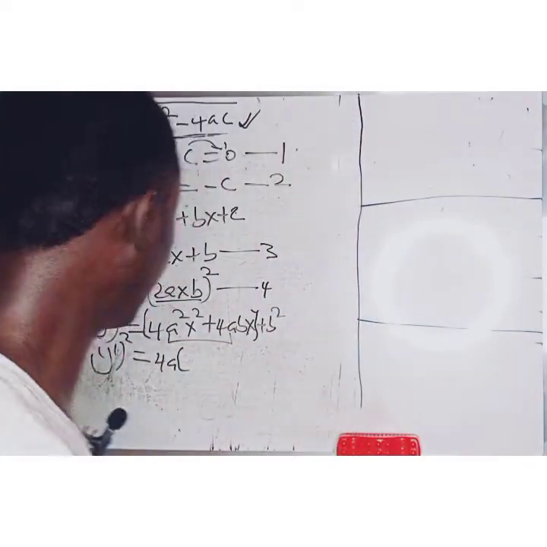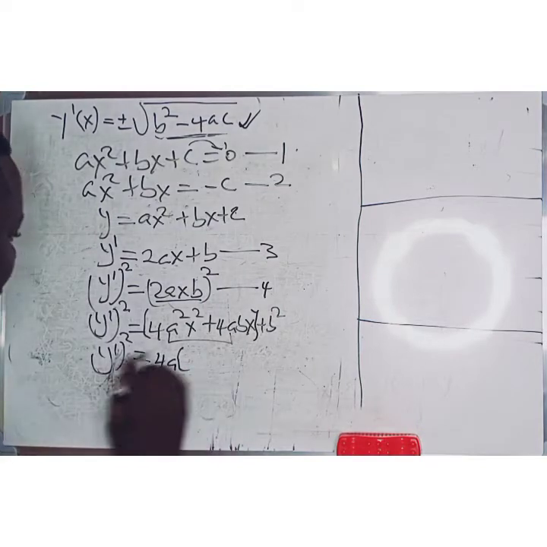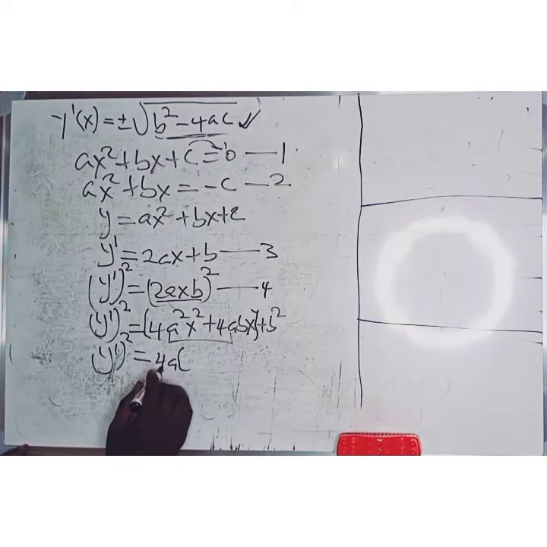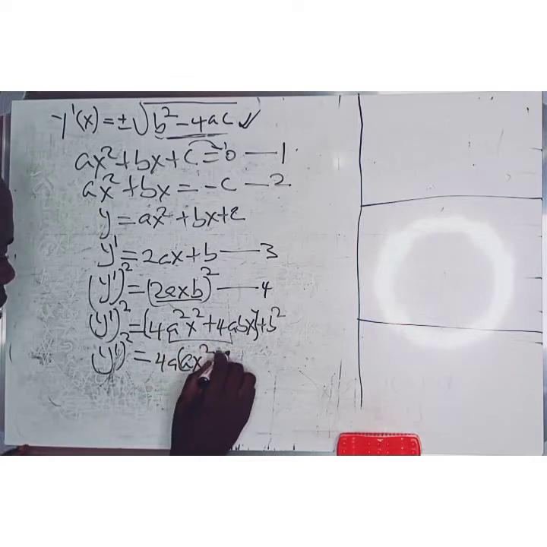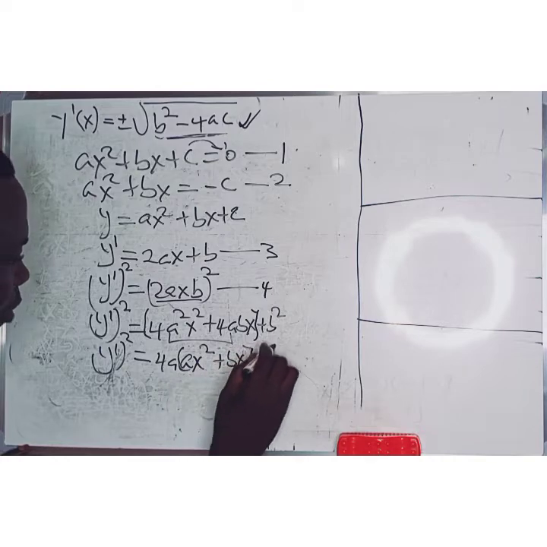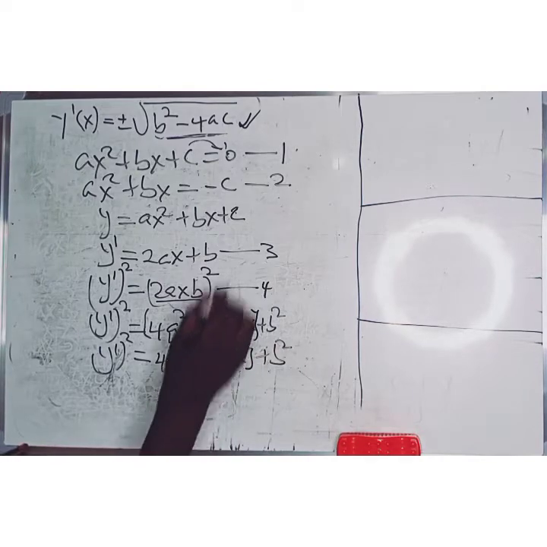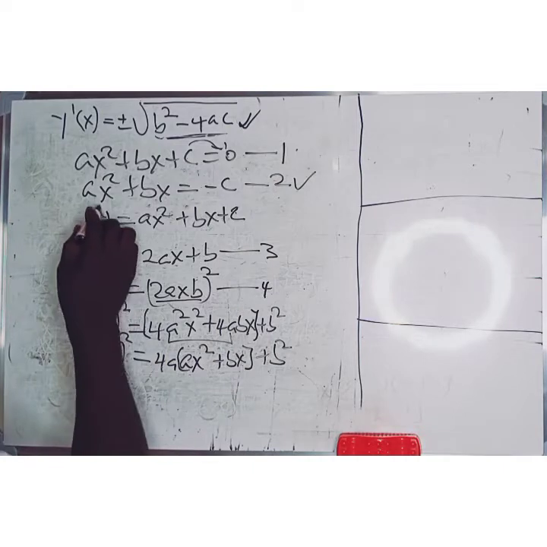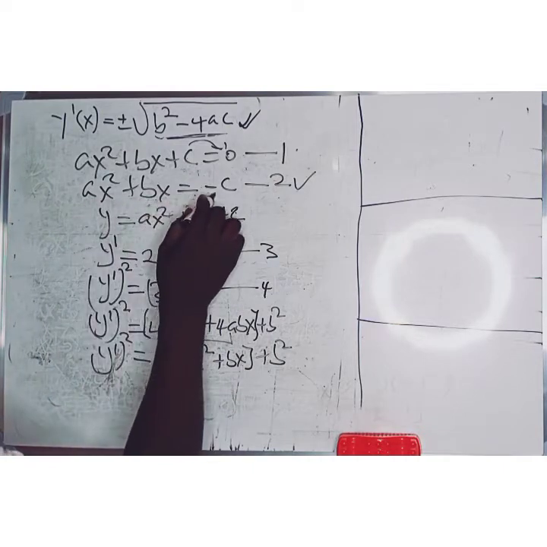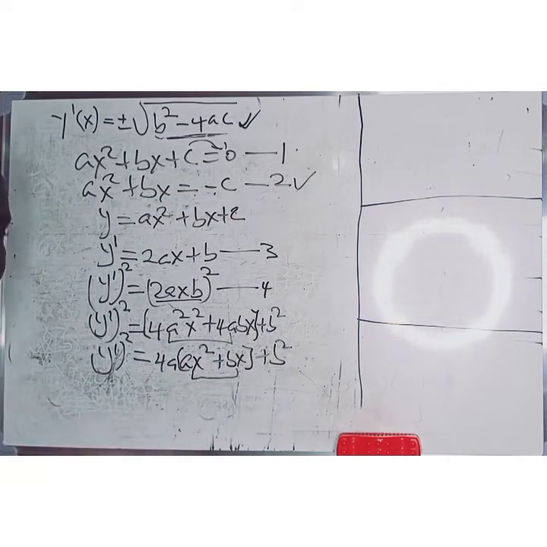Of course, it doesn't. Now, I factor out 4a. 4a squared x squared divided by 4a, I'm left with ax squared. 4abx divided by 4a, I'm left with bx. I close the bracket, plus b squared. Now, watch from equation 2. Do you see ax squared plus bx is equal to minus c? The same thing that we have in this bracket here, right?